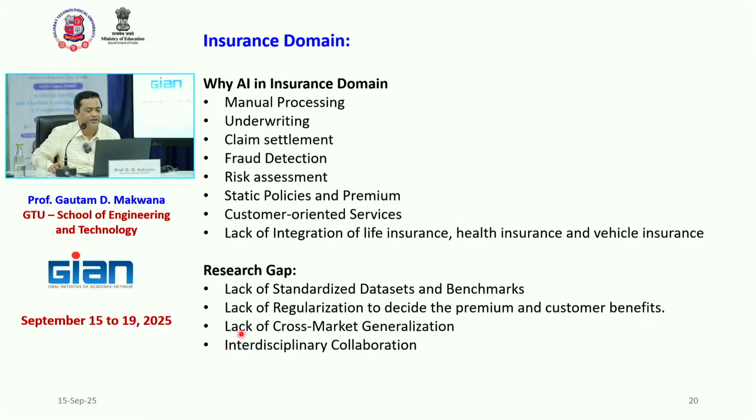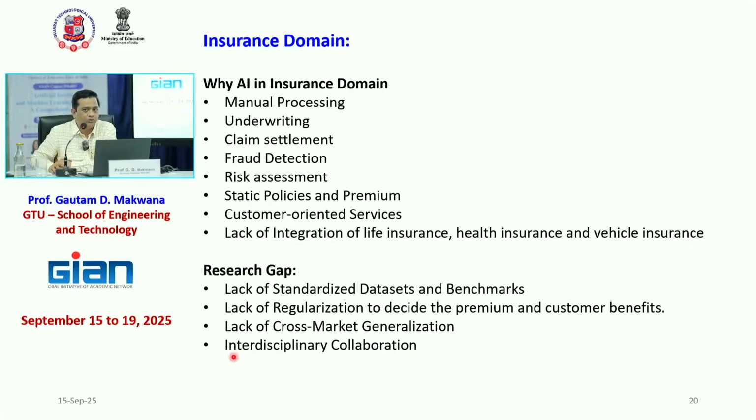Here the main research gap is the lack of standardized data sets and benchmarks. In our case we don't have much data set, so this is one of the research gaps. Lack of regulation to decide the premium and customer benefit. Lack of cross-market generalization. The cross market is region-based, so the market for life insurance and the market for health insurance are different, and there is a lack of cross-market generalization.